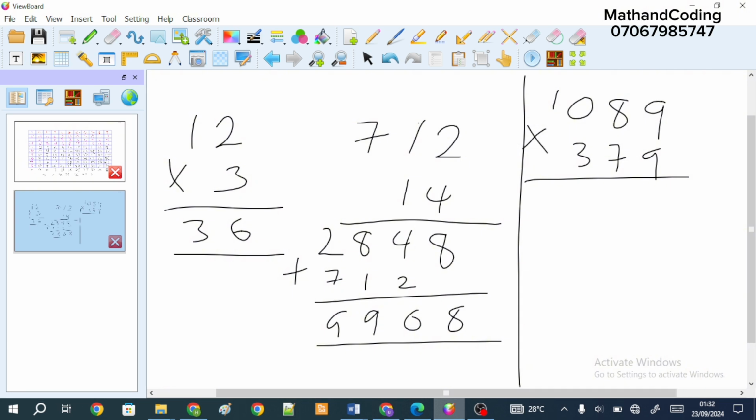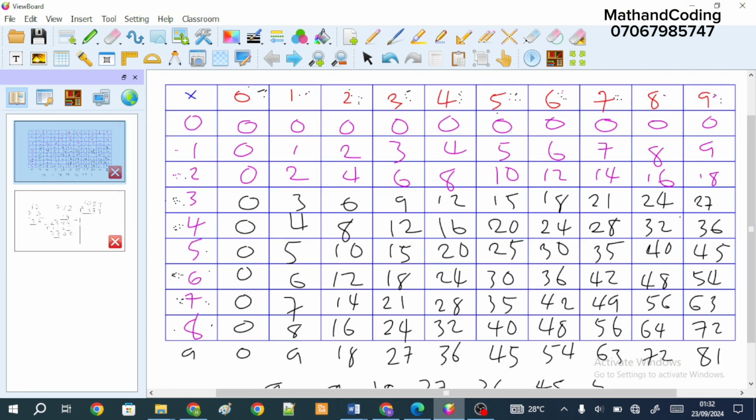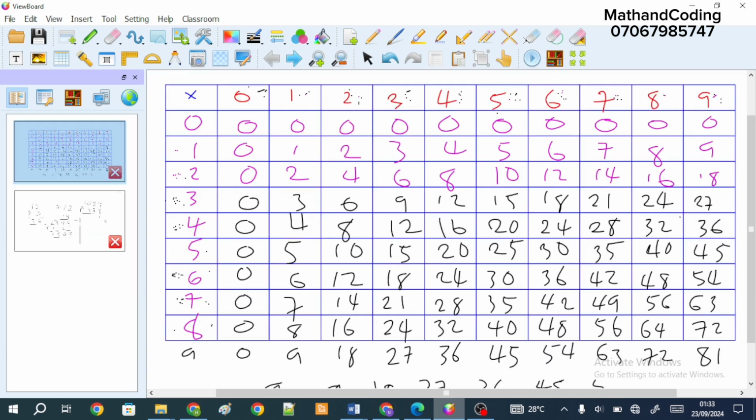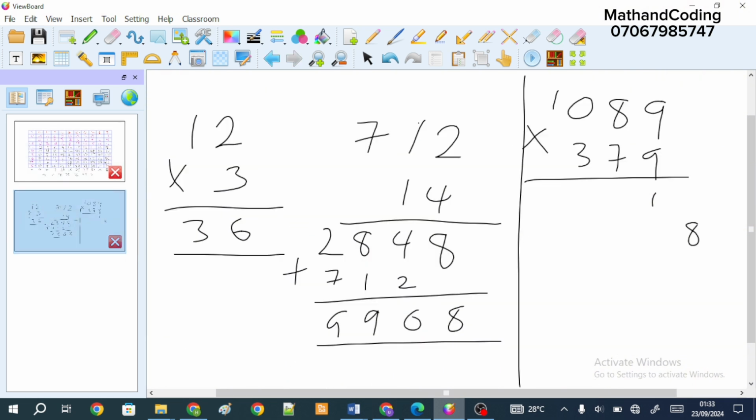Multiplying this, 9 times 9, just go to that. You see, 9 times 9 is 81. Write 1, carry 8. 9 times 8, go to your worksheet. 9 times 8 is 72. 72 plus 8 is 80. You write 0 and carry 8 again. Okay, what do you have? 9 times 0 is 0 plus 8. You have 8. 9 times 1 is 9.